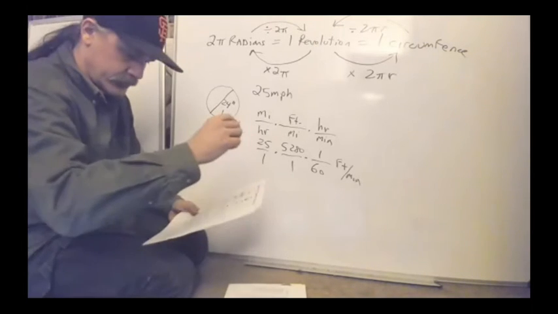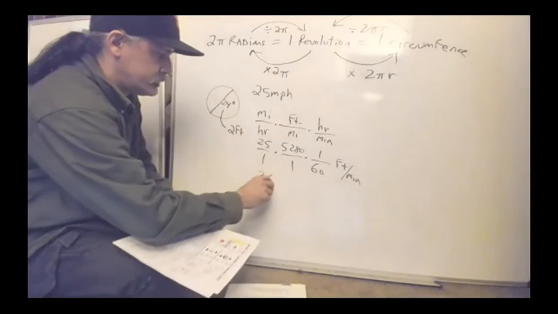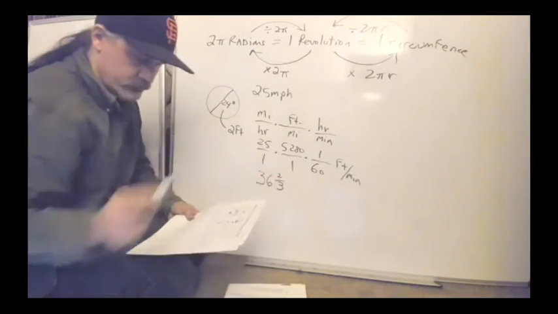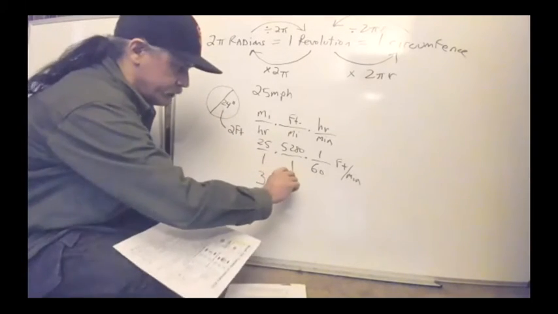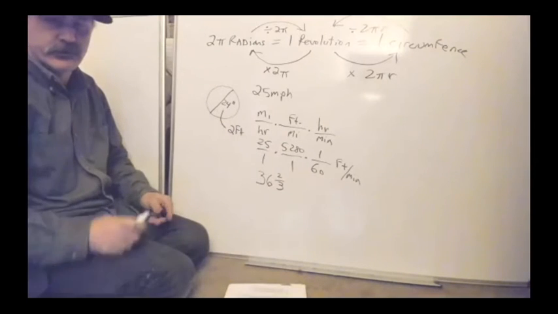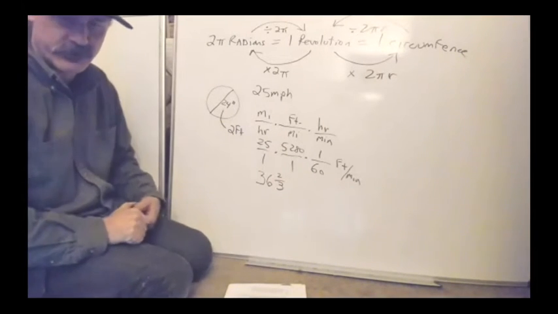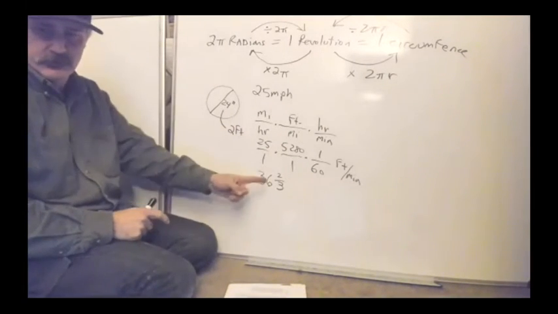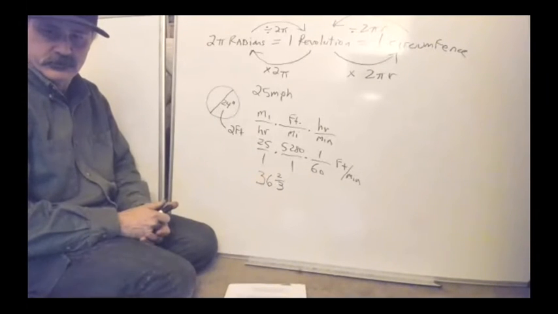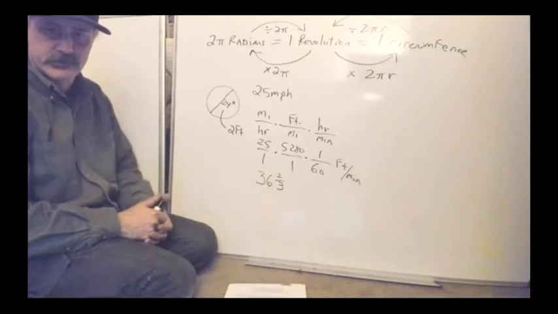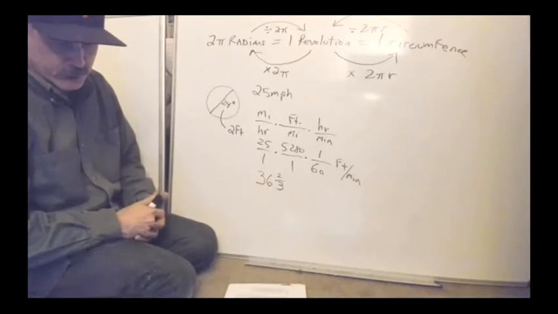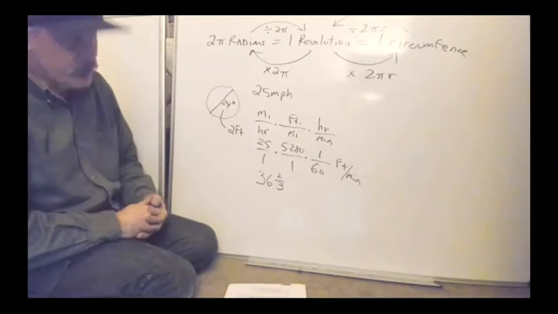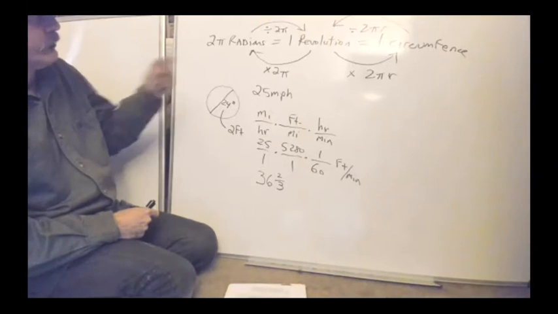Okay, and then this became 36 2/3. Now, again, you might be converting that to a decimal, but you try to avoid that. Even if you put this in your calculator, it's still accurate. So don't get in the habit of making that 0.66. Okay, and so now we want revolutions.